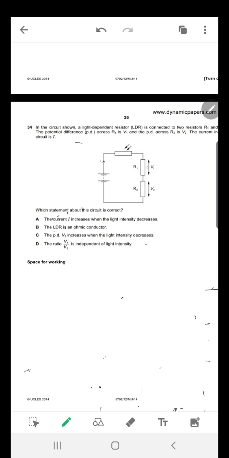R1 is V1. The potential difference over here and over here is V2. The current in the circuit is I. Which statement about this circuit is correct?